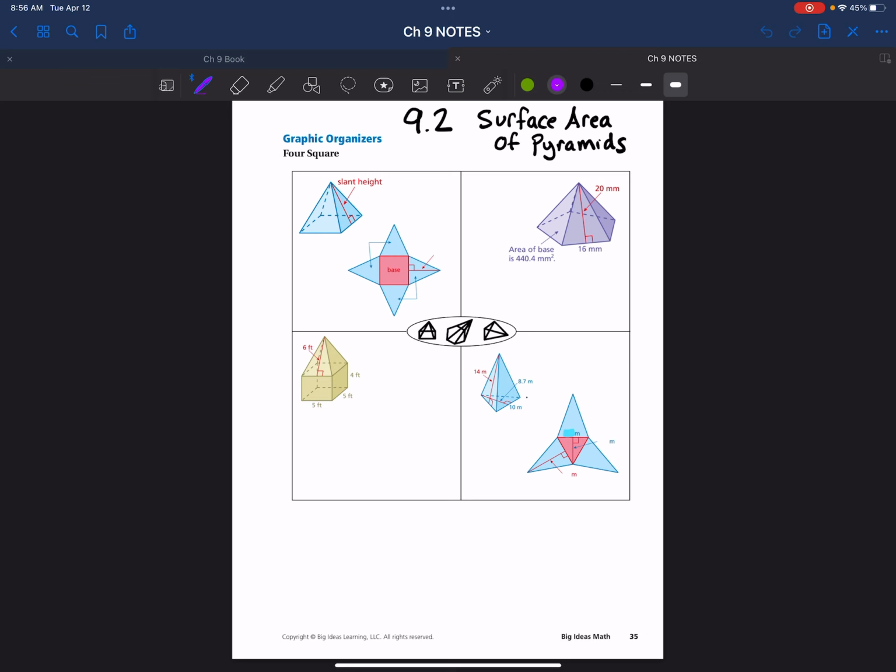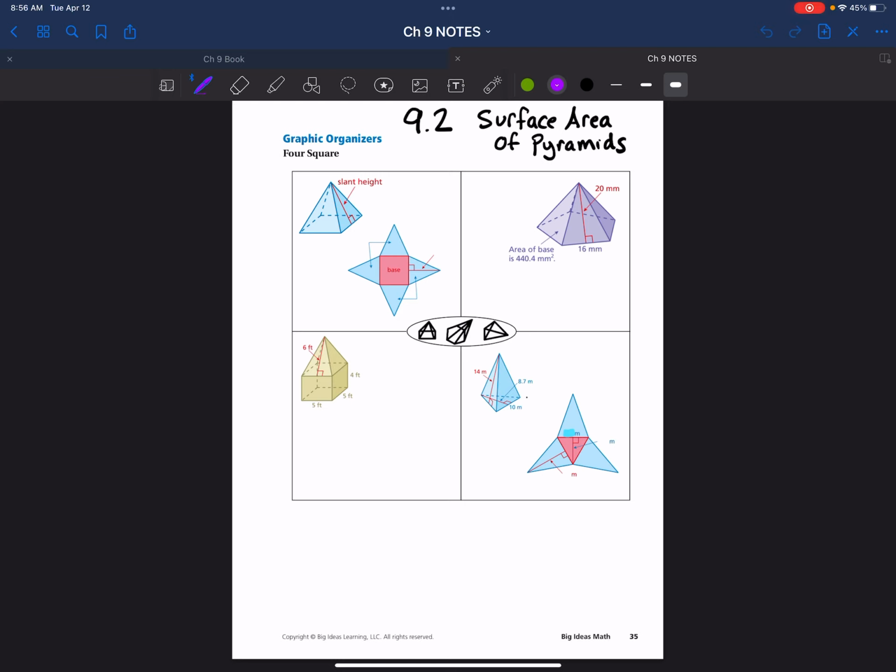Hi, 7th graders. We are going to go over 9.2 today. So what I need from you is your book open to page 364 and your notes that I have made for you on 9.2. We're going to be talking about surface area of pyramids.